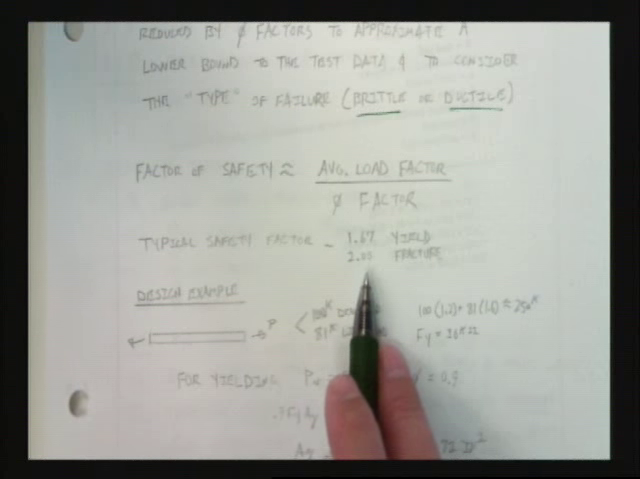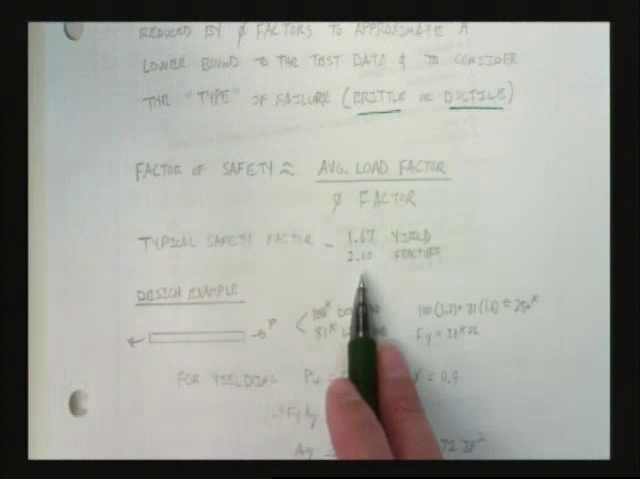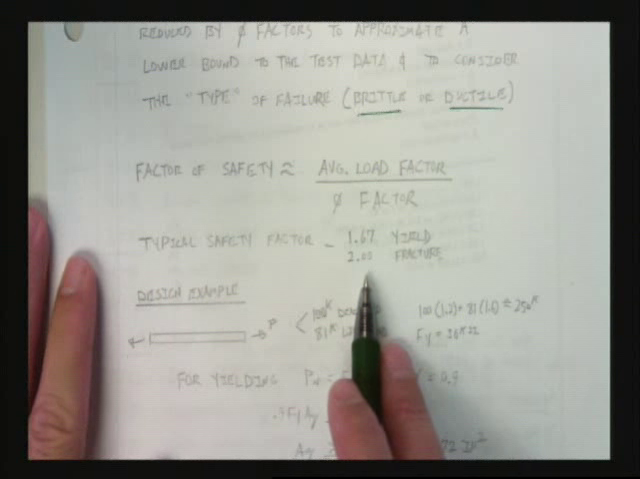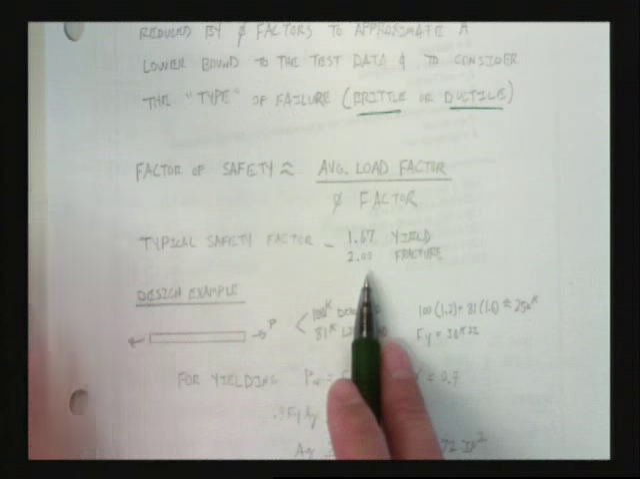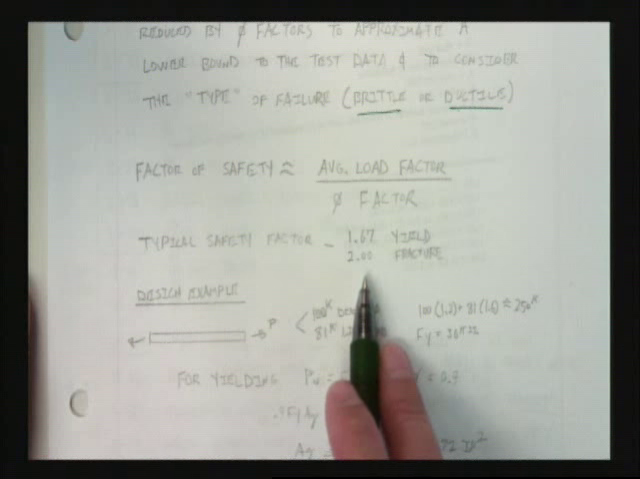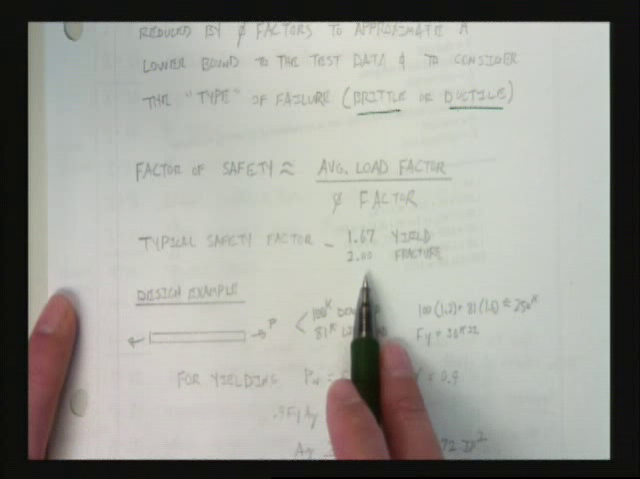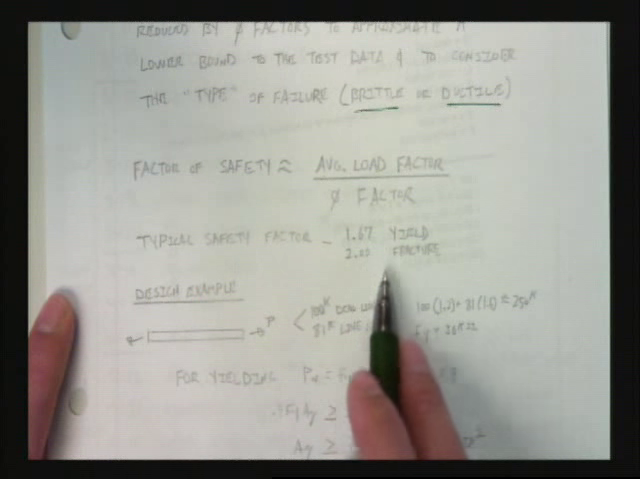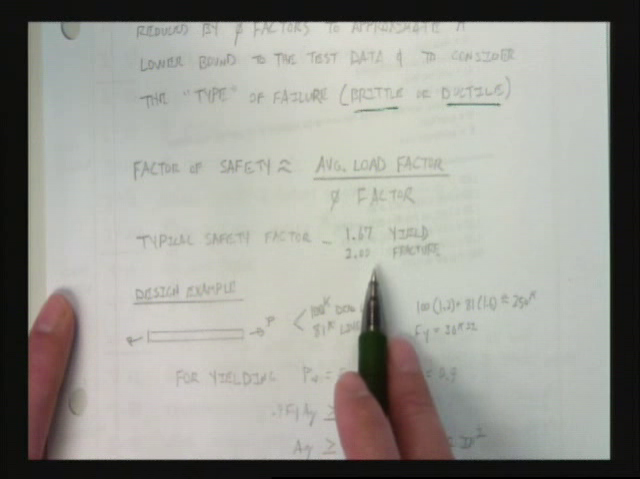Whether we're talking about allowable stress design, or allowable strength design, or whether we're talking about LRFD, these are the numbers. Now, there are some nuances. There are some extra safety factors that are buried in the code in certain places. But by and large, when someone asks you, what's the safety factor on your structure? It's 2.0 against fracture. It's 1.67 against yield. Okay?